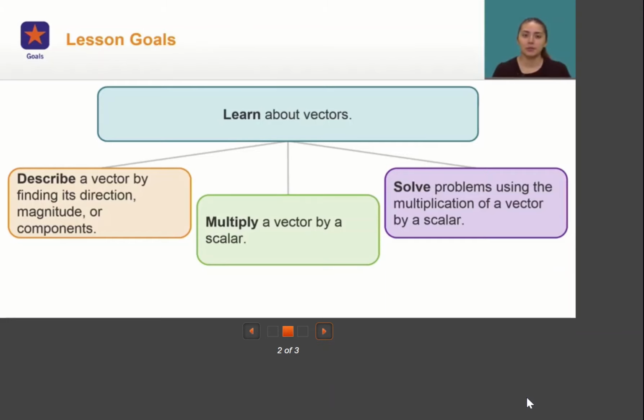To address the lesson question about vectors, you will describe a vector by finding its direction, magnitude, or components, multiply a vector by a scalar, and solve problems using the multiplication of a vector by a scalar. Next, you will learn the vocabulary words that you will use in this lesson.